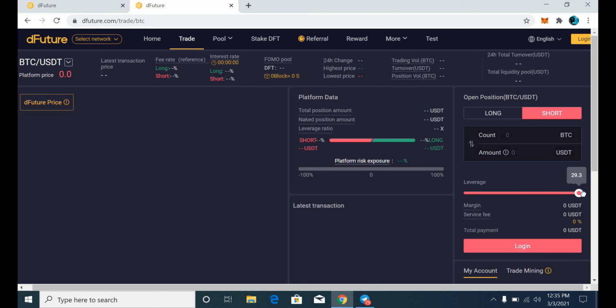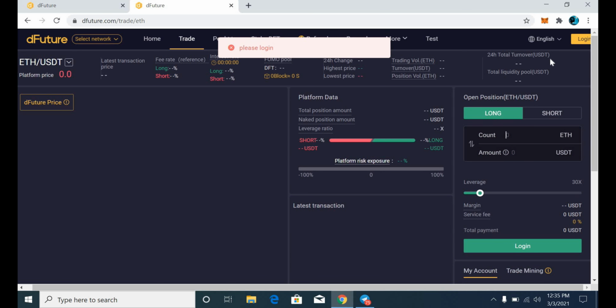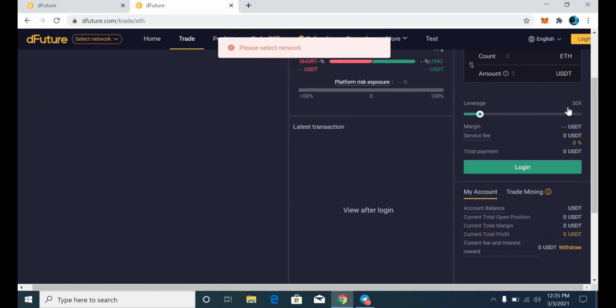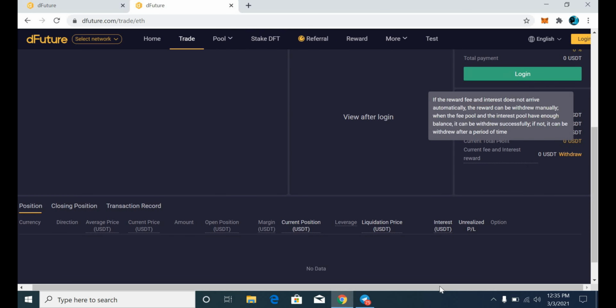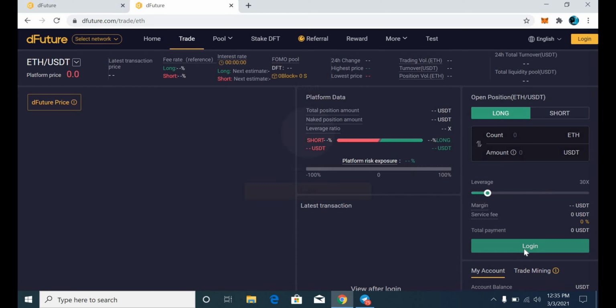Right now, if you want to trade simply, here you can see the leverage. You can do it by yourself, and also you can trade BTC and Ethereum on the entire platform. Here you can see Ethereum is also available, and you can simply trade Ethereum and BTC in USDT pairs, and you have to log in. And for the login, it is entirely very easy. You only have to connect your MetaMask and simply you can log in to the entire platform of dFuture, and easily you can go for the trade.